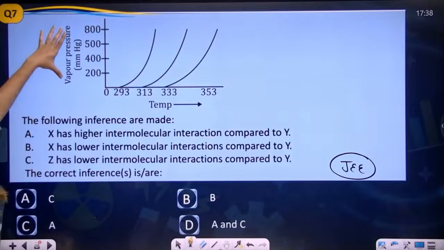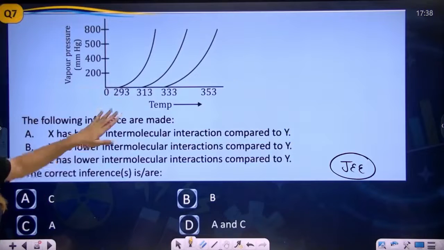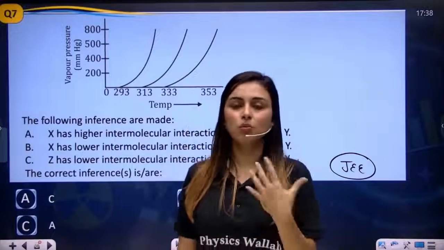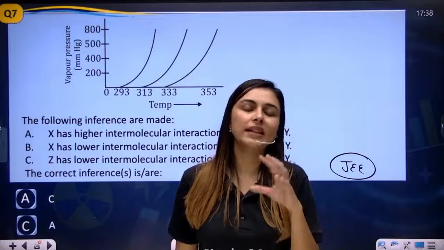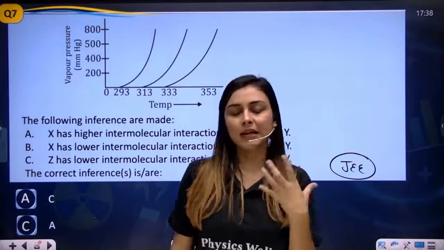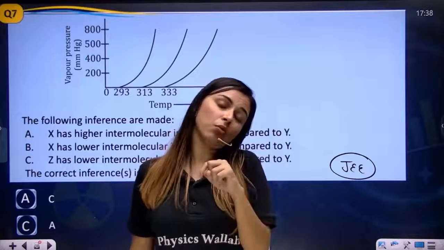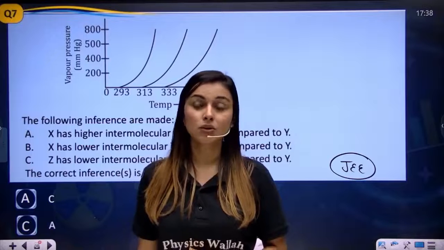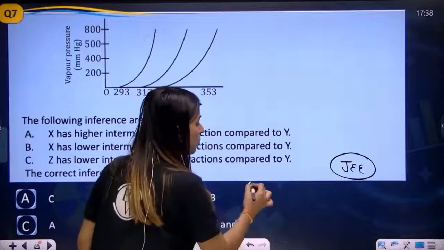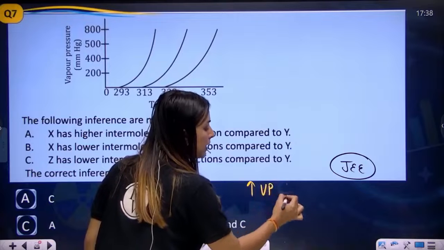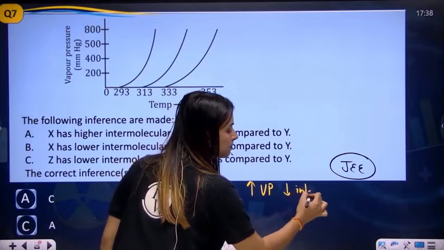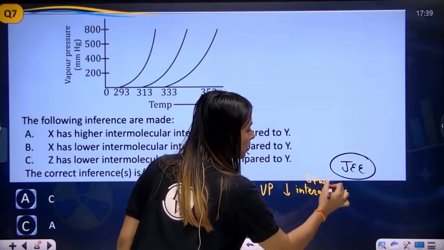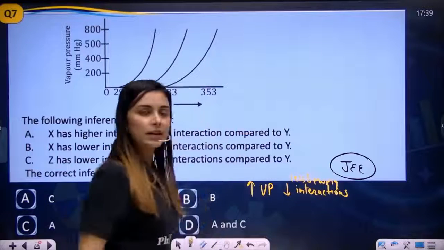So you are given vapor pressure on the y-axis and temperature on the x-axis. I know that a component which is more volatile can form more of the vapors, right? How can it form more of the vapors? Because its interaction might be weaker as compared to the others. So I can say that the more the vapor pressure, the less strong will be the interactions, right? We can say that.